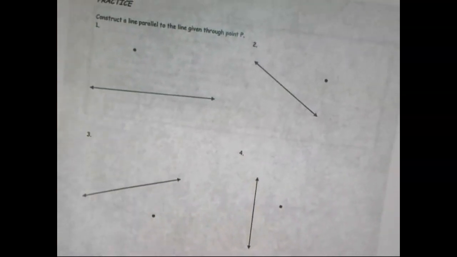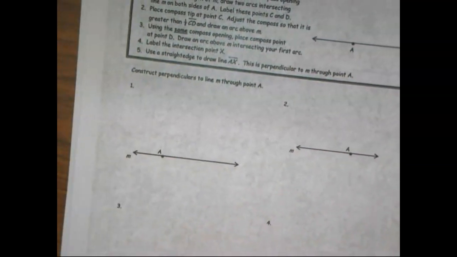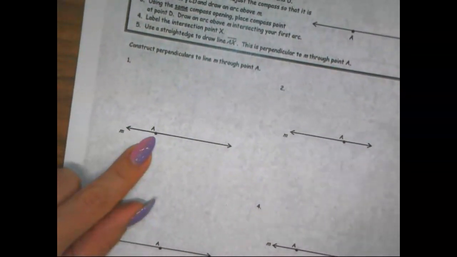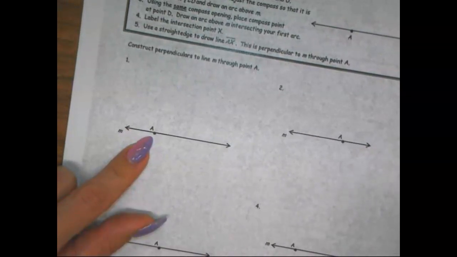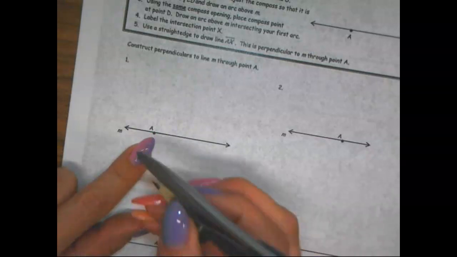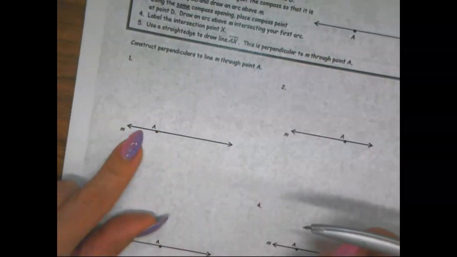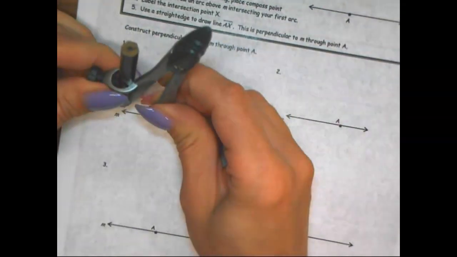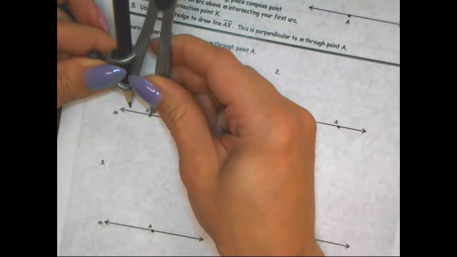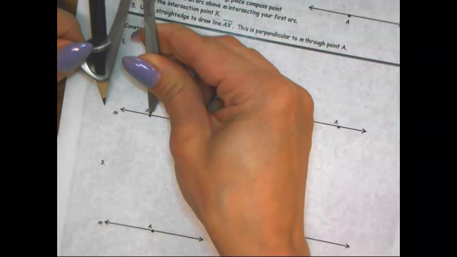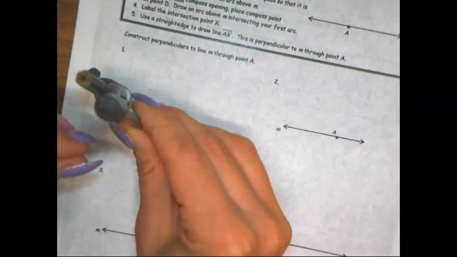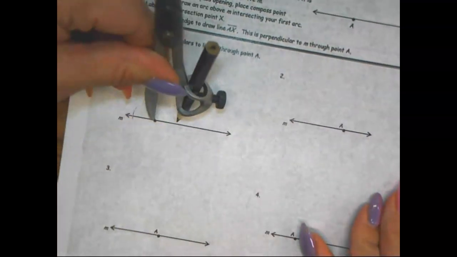What else do we have? Those are the same problems. All right, perpendiculars given a point on the line. Okay, so if we have a point on the line, then we need to make some marks around A to use for this construction. So I'm going to put my compass on A. And I can't make it too wide because it needs to actually cross the line. So we're going to have kind of a small width here.